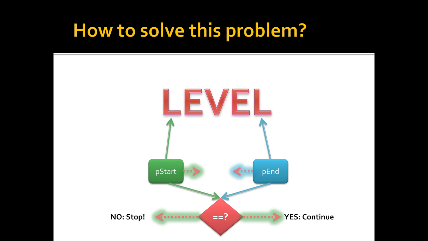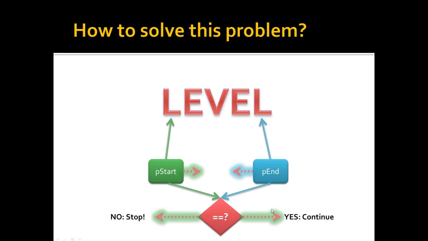How to solve this problem? Let's take level for example. If we have two pointers, P start points to the beginning of the string, and P end points to the end of the string. So what we want to do is compare the characters at both P start and P end. They're exactly the same.